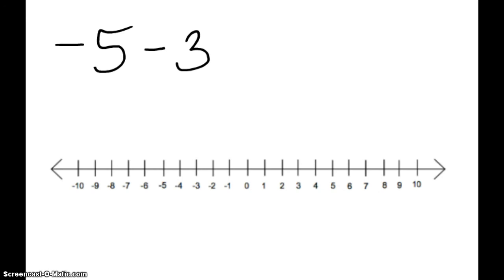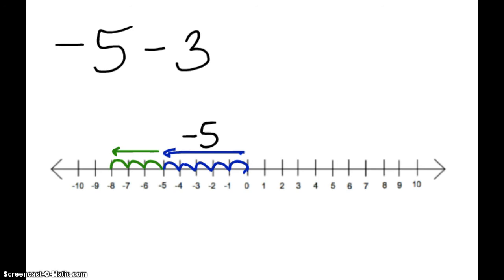Alright, what about negative 5 minus 3? Well, let's start at 0. We're going to move which way? It's a negative, so we're going to move to the left. We're going to start here, move to the left 5 spaces. 1, 2, 3, 4, 5. So we moved negative 5 spaces. We are going to now subtract 3. So when we subtract on our number line, we move 3 more spaces to the left. So 1, 2, 3. So we end up right here.